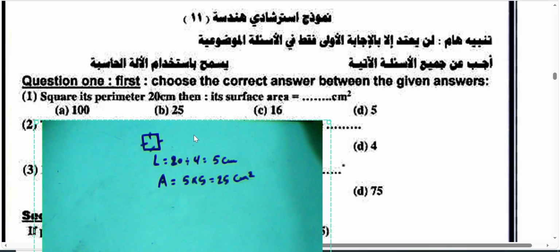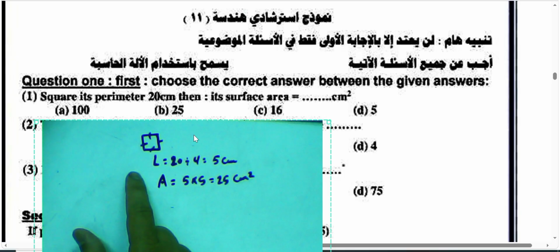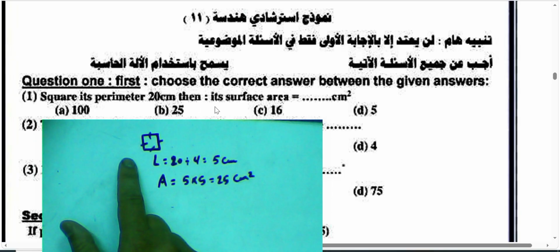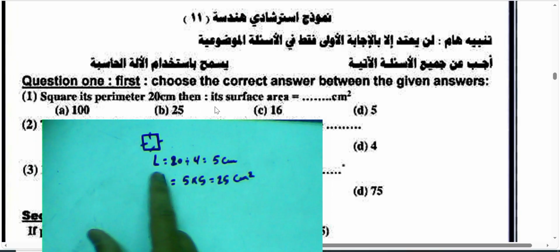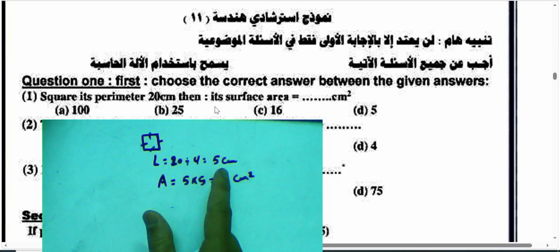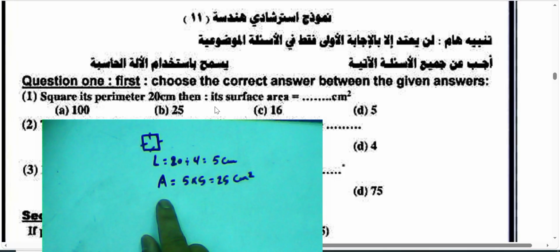First question: a square its perimeter is 20 centimeters, its surface area equals what? You can find the side length of the square. A square has 4 sides equal in length. The side length equals the perimeter divided by 4. 20 divided by 4 equals 5. Then the area equals 5 times 5 equals 25 square centimeters.